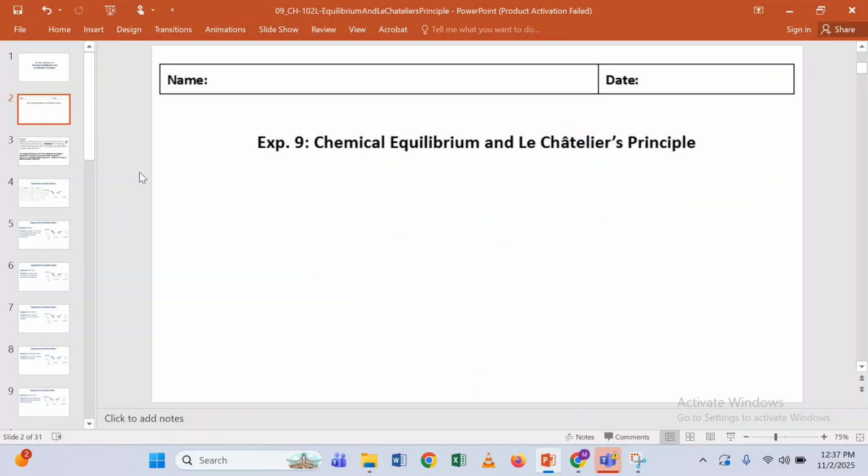Again, first order of business, make a copy of the lab report. You are going to find it in our course document. Make a copy and start editing the document. The first thing you want to do is put your name and the date on which you completed lab number 9.